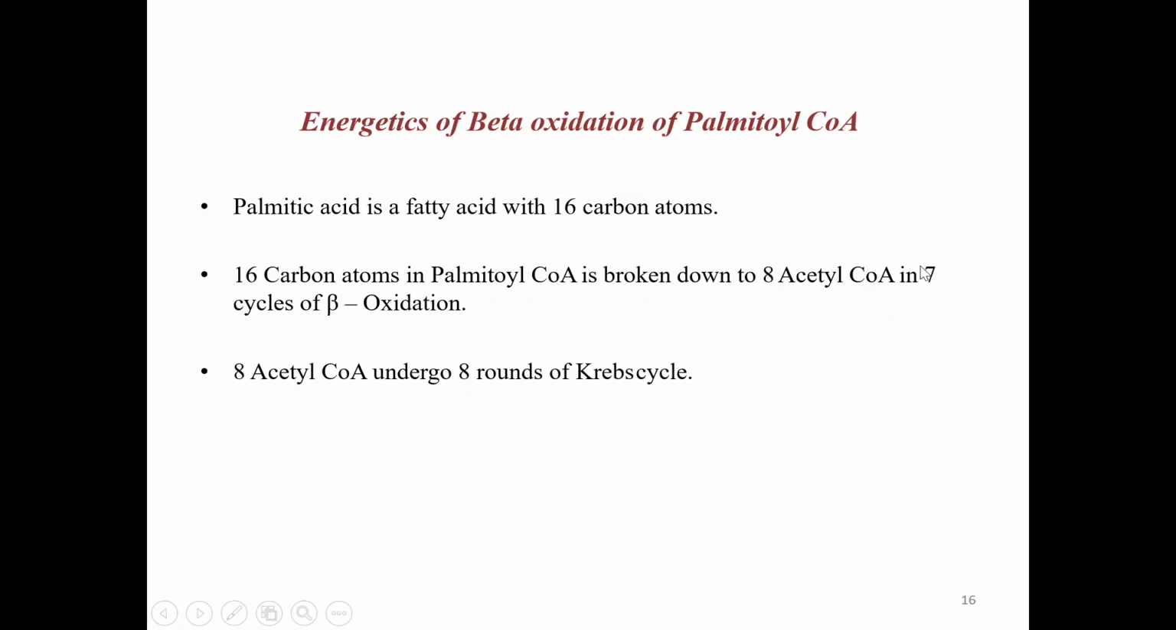Now, the number of cycles is very important. It gives 8 acetyl-CoA molecules in 7 cycles of beta oxidation. So now we will see how this works out. Please remember, one cycle of beta oxidation will give you 5 ATP molecules. Then these 8 acetyl-CoA enter into the Krebs cycle. How many rounds? 8 rounds.